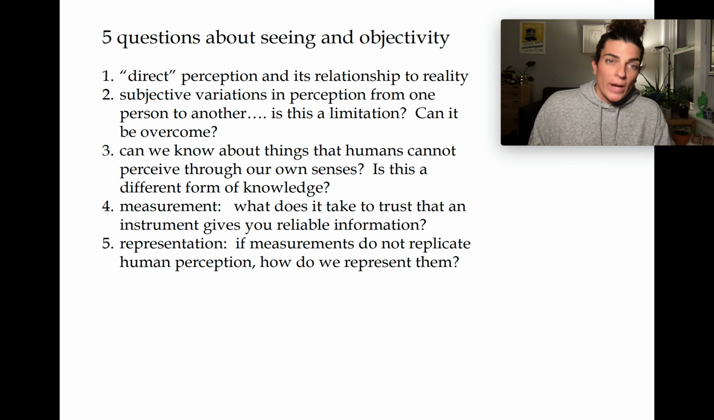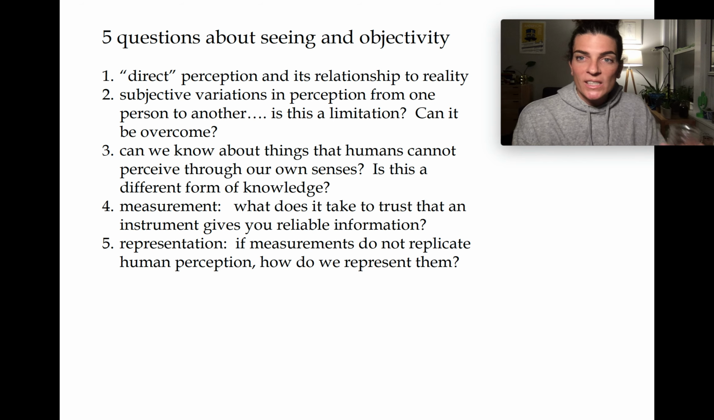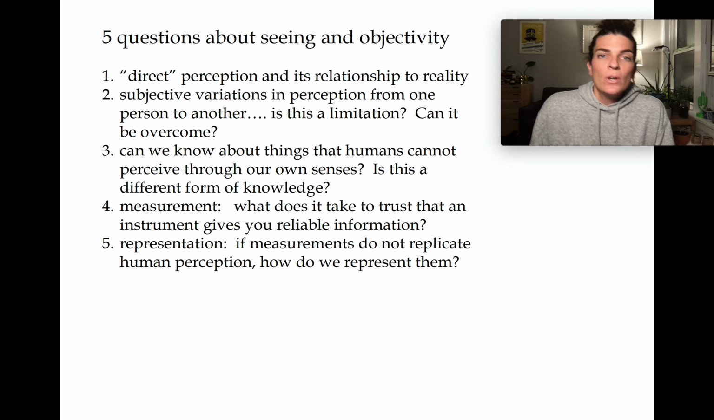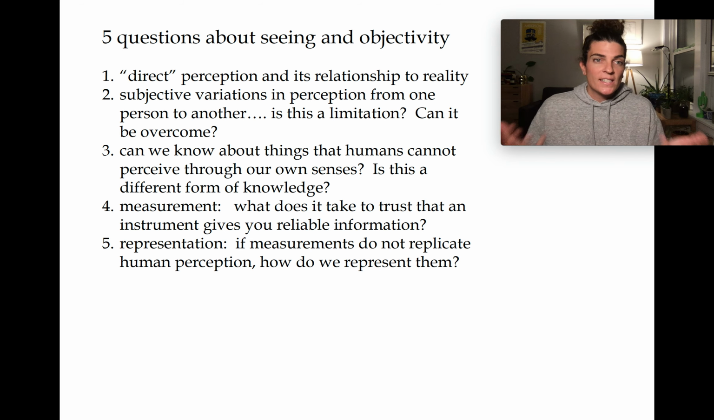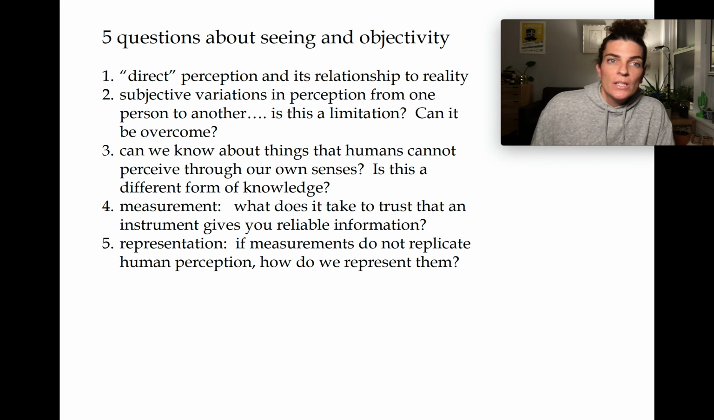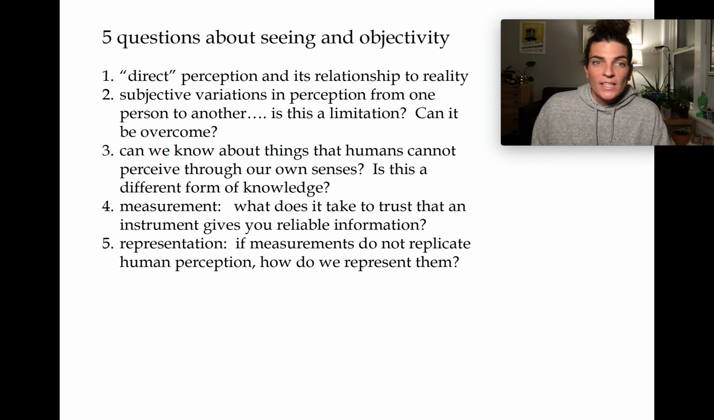One, direct perception. What is direct perception, and what is its relationship to reality? If I can actually see it, like I can see this cup, I'm directly perceiving it. So how real is this? Number two, what are some subjective variations in perception from one person to another? And is this a limitation that can be overcome? I can see something, someone else can see the same thing and have a subjective interpretation that's different than mine. So what is the truth? What is the objective truth?